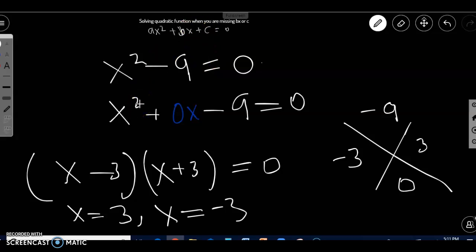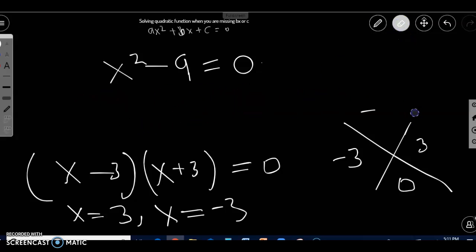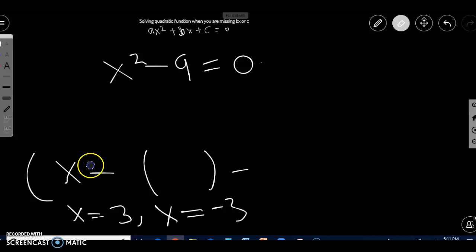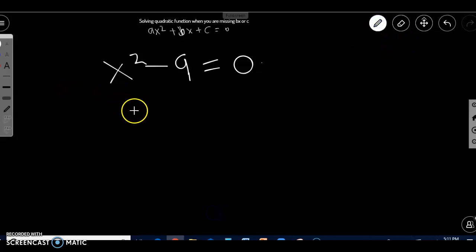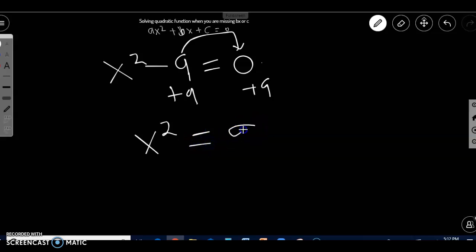Let's look at another way, without inserting. Let's see if we can solve that. If you are not going to insert the bx part, then the easiest way is to take this 9 to the other side. So we are adding 9 and adding 9, and then we get 9 here.